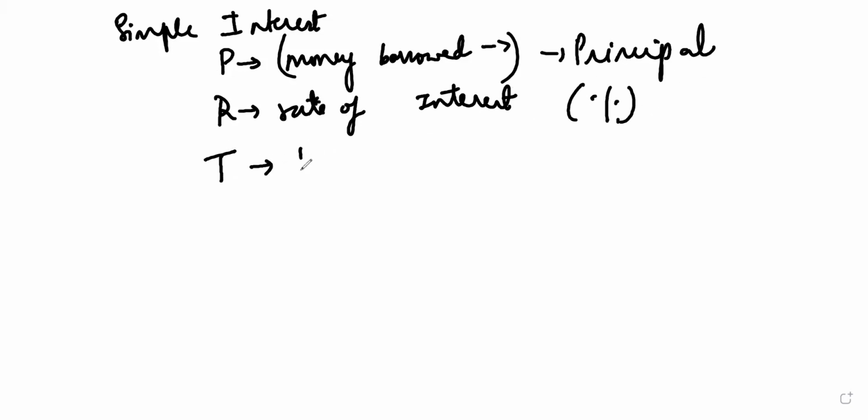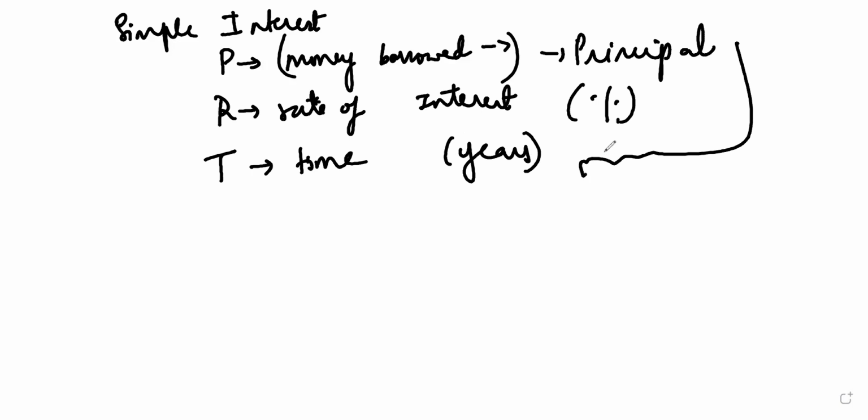T is time and should be expressed in years. Month, week, days, hours, these are all units of time, isn't it? But we are not going to use them in the formula. When you use the formula for computing the simple interest, T has to be mentioned in years. If I give you months, you just have to divide the months by 12, and you will get the corresponding value in years. So that also we'll see.